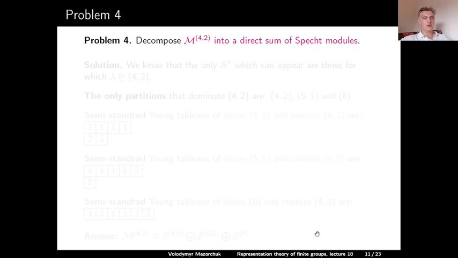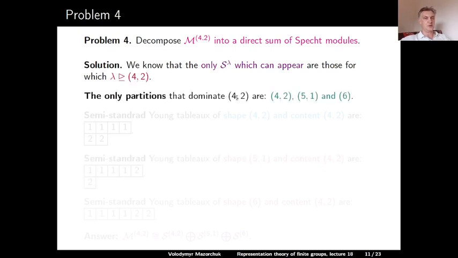Decompose the permutation module M^(4,2) into a direct sum of Specht modules. Solution. We know that the only Specht modules which can appear in the decomposition of a permutation module are those indexed by partitions which dominate the index of our permutation module. So we are only interested in Specht modules indexed by those partitions lambda which dominate (4,2). There are only 3 partitions which dominate (4,2), and these are (4,2), (5,1), and (6).